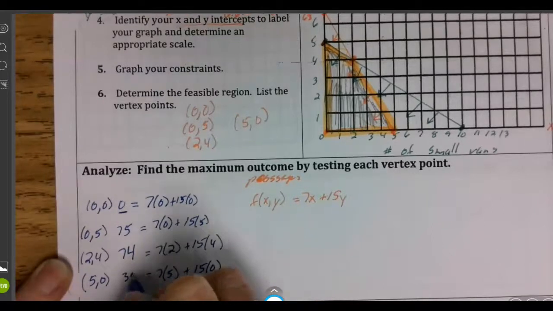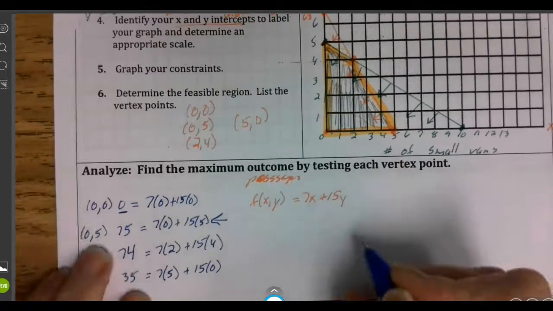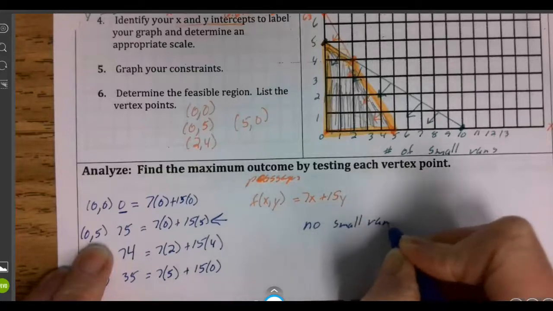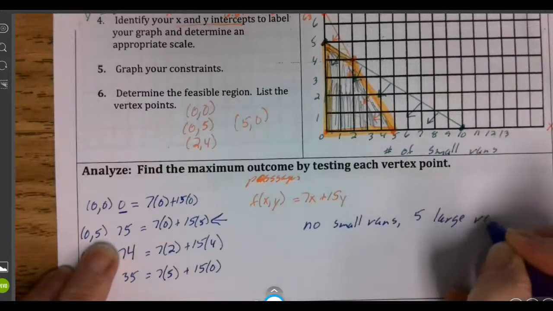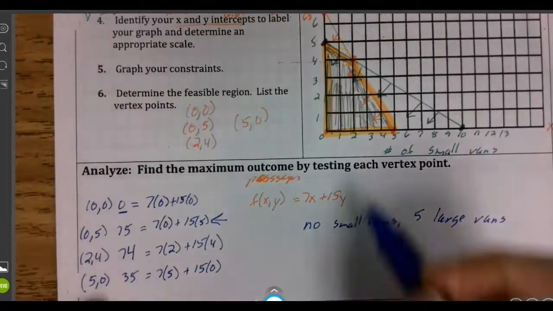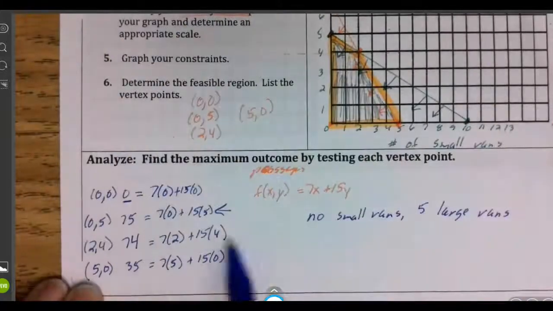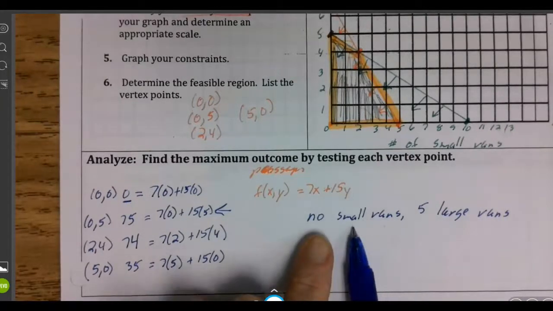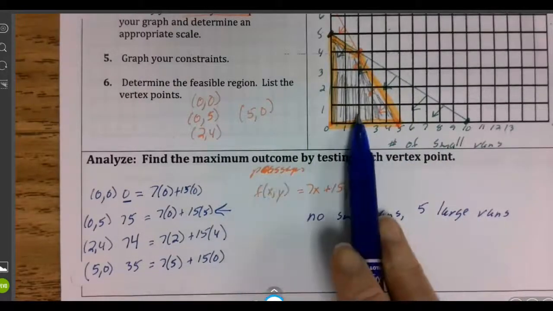That would be 7 times 5 and 15 times 0. That gives us 35. So if I want to maximize the number of people, I want this right here. That means that I want to have no small vans and 5 large vans. So if somebody was hiring you to do an analysis of how to keep the cost down, but get the maximum number of people, you would use this to come up with it. It's kind of like part of a business plan. So you'd make no small vans and 5 large vans. Now, that's what maximizes the people and keeps the cost down.